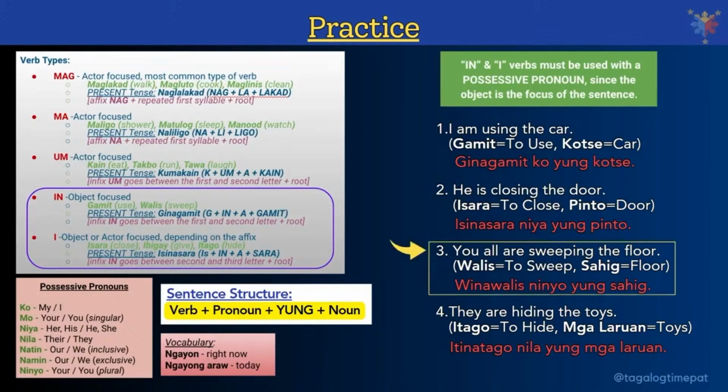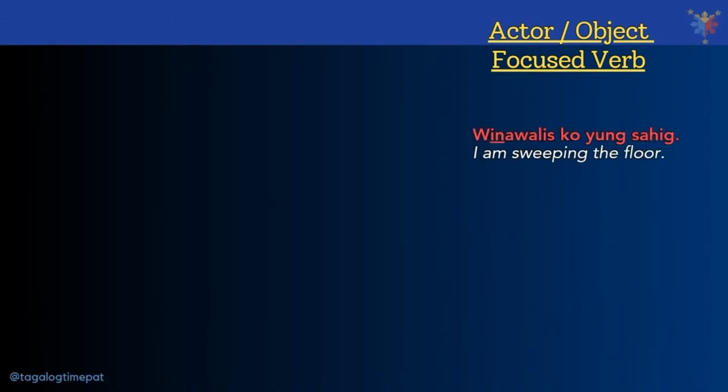Alrighty, so let's take a look at this verb walis. This is another example of where it can be an actor or object-focused verb. We learned, winawalis ko yung sahig. I am sweeping the floor. That's an in verb. The focus is on the object, sahig. What are you sweeping? I'm sweeping the floor. Winawalis ko yung sahig. But you could also say, nagwawalis ako.